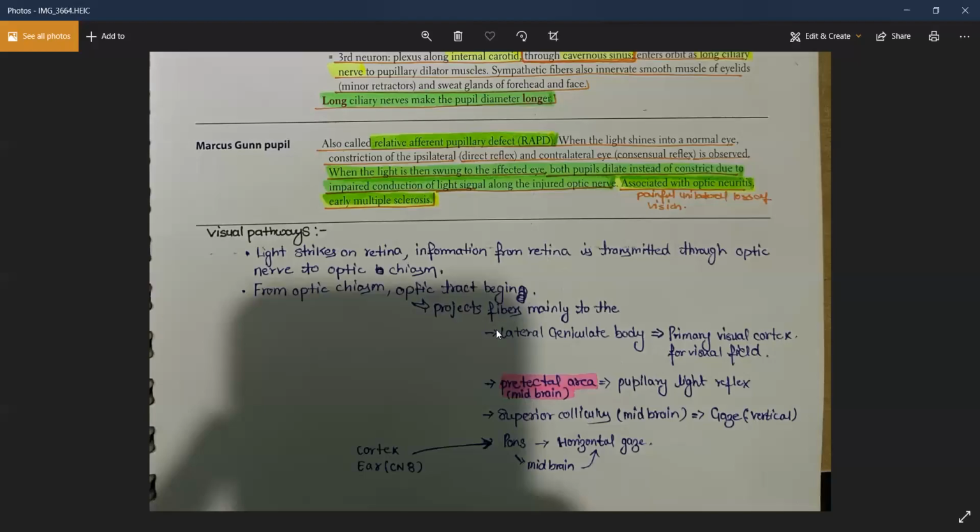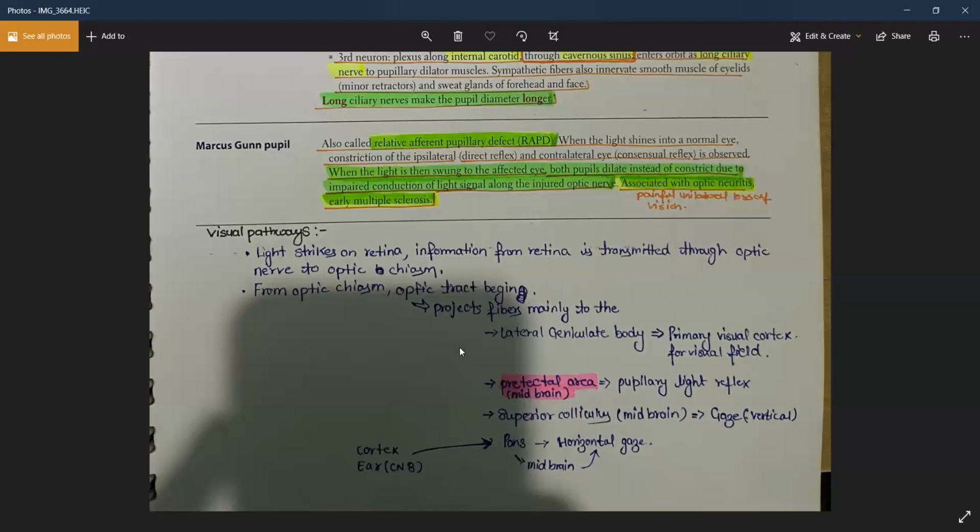Second, after this optic chiasm, you have the transmission of the fibers to the pretectal area, and from there you can have a pupillary light reflex. After the optic chiasm, you will also have a transmission of the fibers to the superior colliculus, and you know that the superior colliculus is responsible for the vertical gaze. And from the ear, in cranial nerve 8, you have a transmission of fibers to the pons, and from the pons, the fibers will transmit the information to the midbrain, and you can have a horizontal gaze.